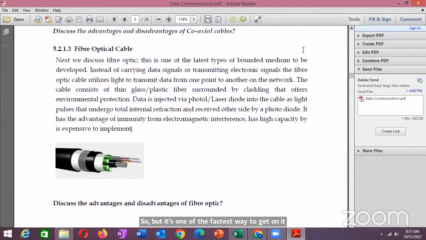So in Kenya, we have the ones coming from America through Seacom, and other companies have brought data cables. They have run into the Indian Ocean and came to Mombasa, which is the point.